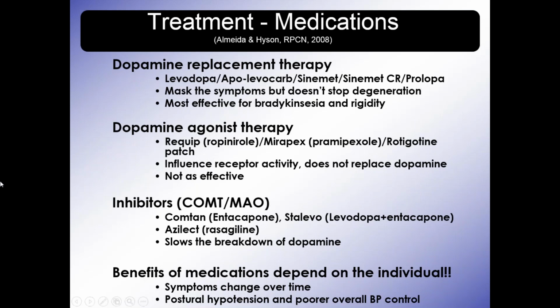The third category of drugs is inhibitors. There's two types of inhibitors that we could talk about. There's COMT inhibitors and MAO inhibitors. Basically, inhibitors are there to slow the breakdown of dopamine in the system so that the effects of the meds can last longer without these wear-off periods.